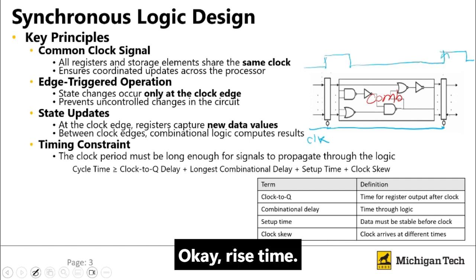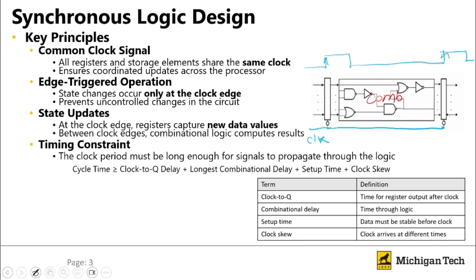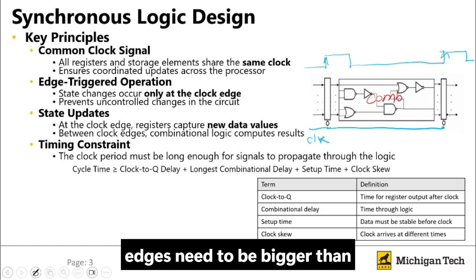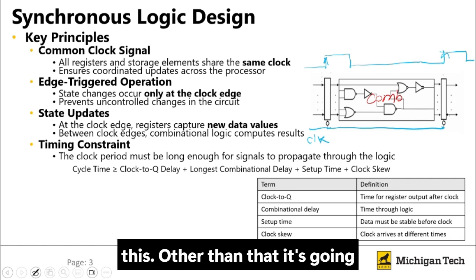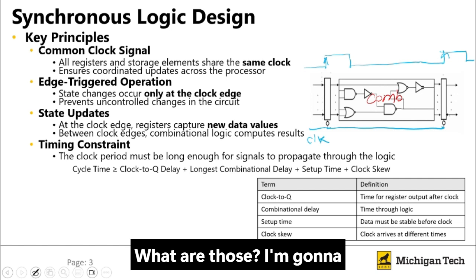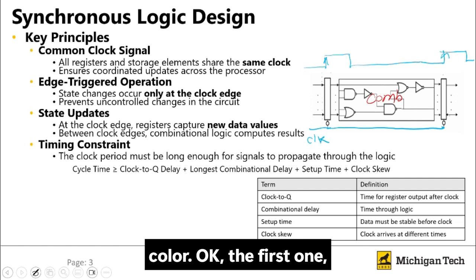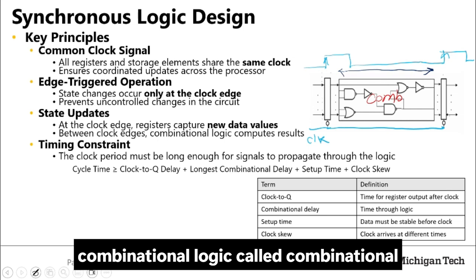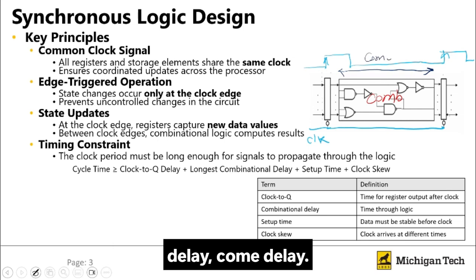Okay, rise time. The clock time between two rise edges needs to be bigger than this. Other than that, it's going to be a problem. What are those? I'm going to explain. Let us change this color. The first one is the time in the combinational logic, called combinational delay.